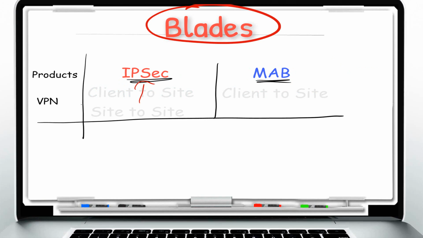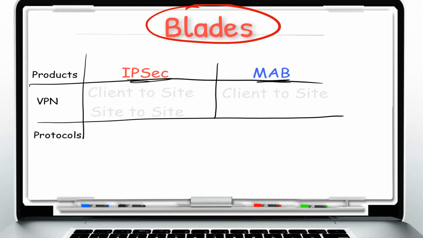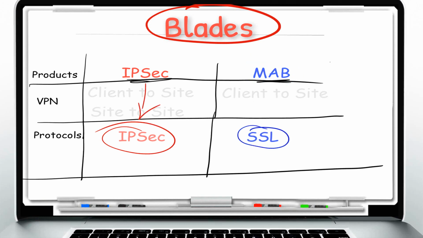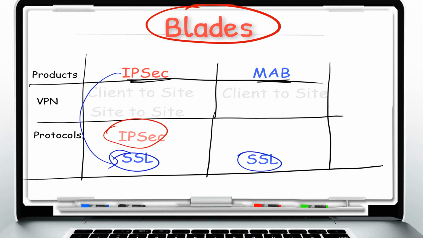And so not only does Checkpoint offer two different VPN solutions, the IPSEC VPN product and the Mobile Access product, but each VPN solution can support different encryption protocols. A VPN tunnel can be established and encrypted using either the IPSEC protocols or the SSL protocol. Traditionally, the IPSEC VPN used the IPSEC protocols. The Mobile Access blade uses the SSL protocols. This is no longer the case. The IPSEC VPN blade can work with either the IPSEC protocols or the SSL protocols. On the other hand, the Mobile Access blade only works with SSL protocols.